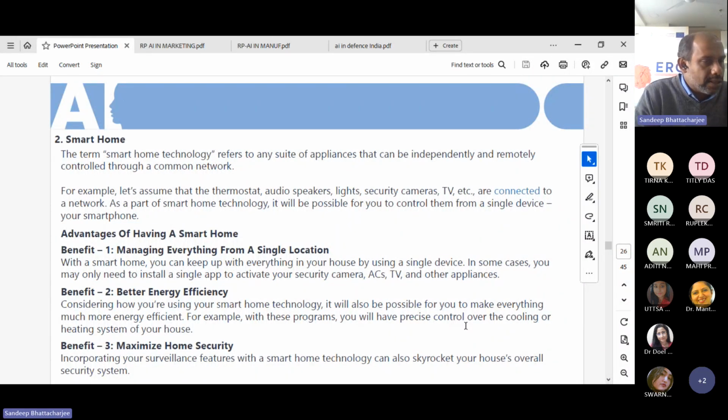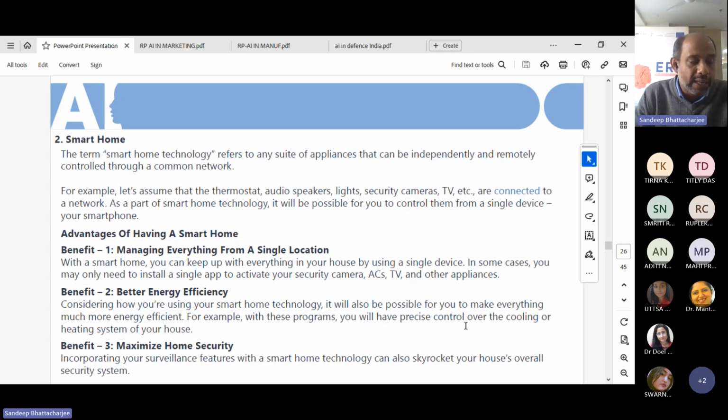So what are the advantages of having a smart home? Number one benefit, managing everything from a single location. So just without moving from one place to another, you can control so many things. Like in some cases, you may need only to install a single app, which can activate all your devices like security cameras or ACs or televisions and other appliances, whatever are smart appliances, of course.